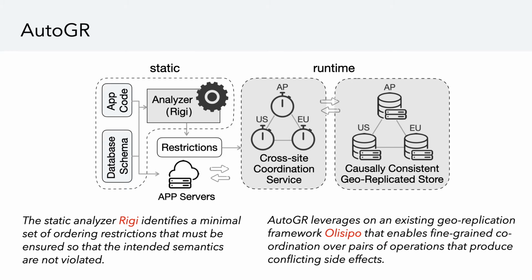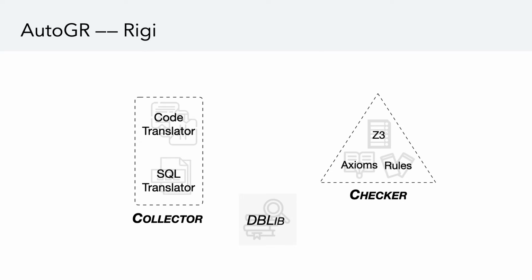AutoGR integrates Rigi with an existing geo-replication and coordination system, Olisipo. The runtime of AutoGR automatically deploys the geo-replicated application, carefully coordinating the operations confined by the restrictions generated by Rigi between sites. Rigi is comprised of a data specification library, a side effect collector, and a rule checker.